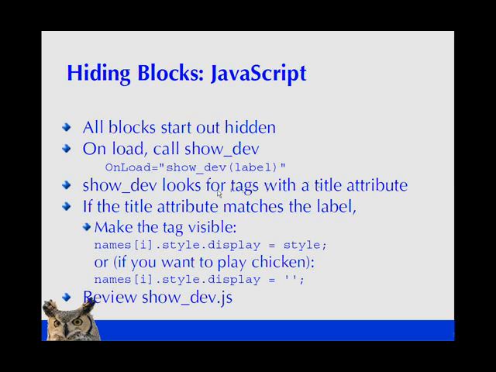In this case, show dev is a JavaScript function, and what it does is look for elements that have a particular attribute, and if that attribute matches the label we pass in here, then make it visible. So this is fairly standard JavaScript for hiding and showing. We find the object we're interested in, and we change its style display property to a particular style.